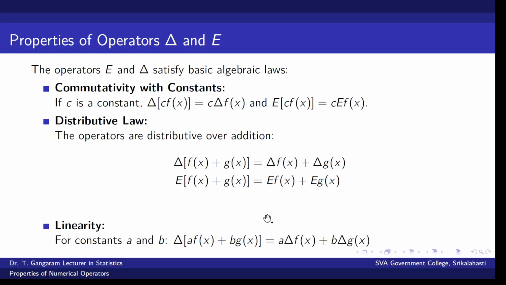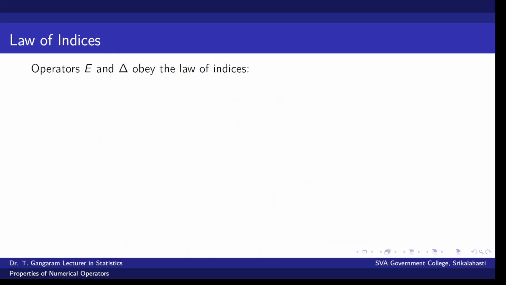Next, the operators satisfy the linearity property also. For constants a and b, delta of a f of x plus b g of x can be written as a into delta f of x plus b into delta g of x. This is called the linearity property of numerical operators.